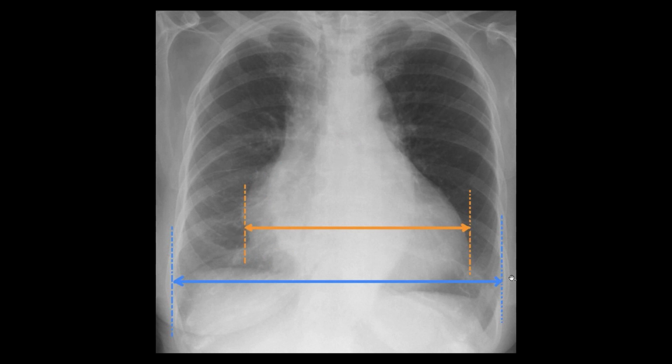And here's the cardiothoracic ratio. So this is a cardiomegaly X-ray. There are many causes of cardiomegaly: dilated cardiomyopathy, heart failure, hypertension, congenital defects, etc.